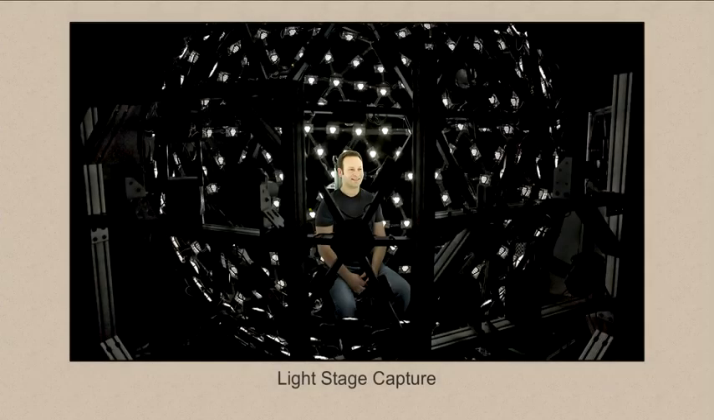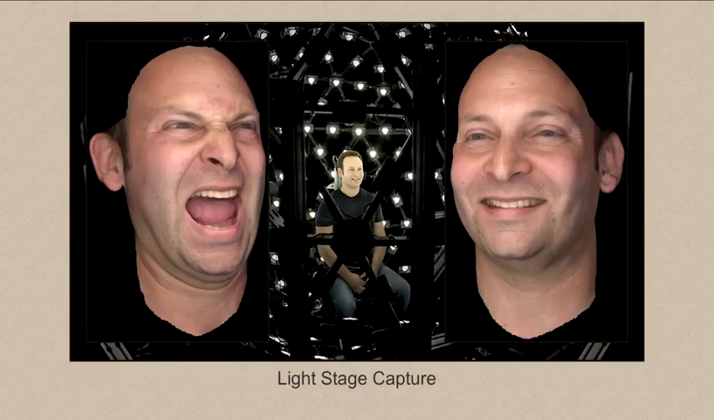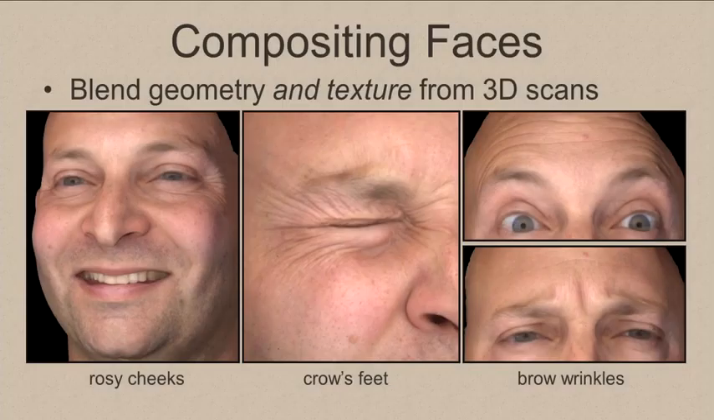So here's Ari Shapiro in our light stage again, and a couple of the scans. And our idea of borrowing the detail comes down to compositing faces together. So let's say we had some way of figuring out which parts of the face in the performance look like parts of the face in the scans. Then we'd be able to grab these nice details like the rosy cheeks when he smiles, or the crow's feet around the eyes, or also the different types of brow wrinkles you get doing different expressions. Okay, so we'll figure out how to do that.